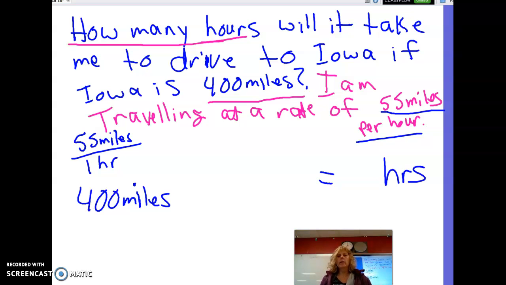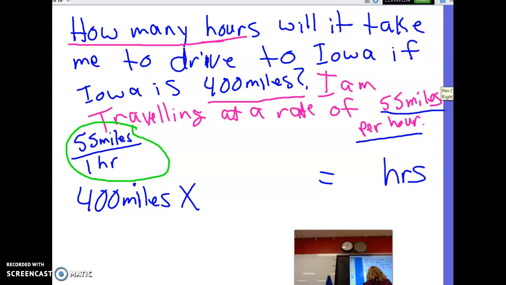And again, I hope this is review for you. This is just a quick lesson on how to use conversion factors. So here's the big rule. Whatever I want to keep goes on top. Whatever I want to go away is going to go on the bottom. So I want to get rid of miles. So when I'm looking at this conversion factor, I'm starting with miles, and I actually want miles to go away. So miles has to go on the bottom.